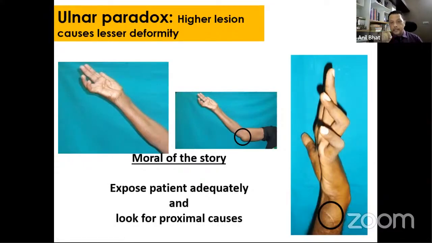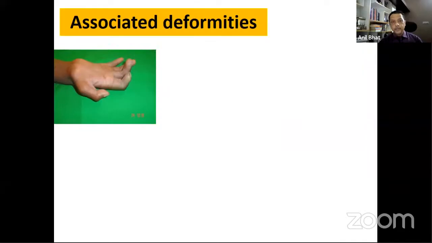But again, there's another lesson here. The moral of the story is, again, expose the patient adequately and look for proximal causes. We have had enough students who have missed these kinds of higher injuries because they have not exposed the patient. Here you see the shirt is still on. Ideally, you need to remove the shirt and make sure you look at the neck and come down. So don't miss the proximal lesion. The same thing happens when there's a foot drop case. You should make sure you go all the way to the hip and the spine and examine the patient. Very, very important.